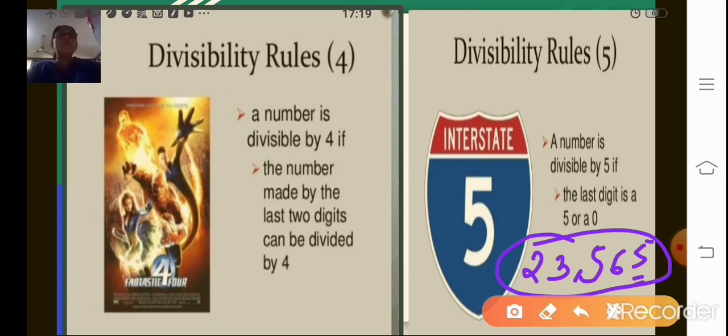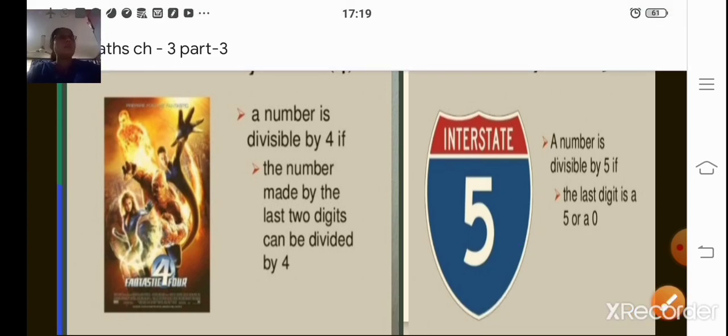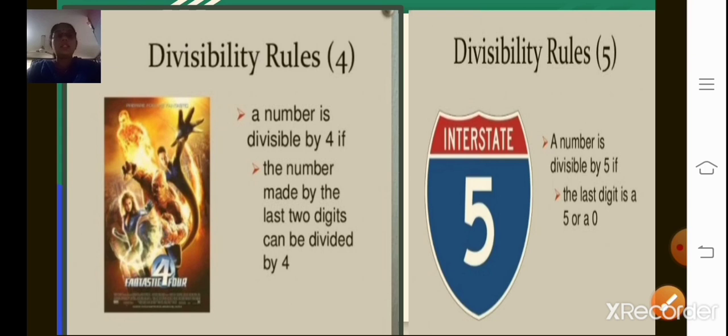So when is a number divisible by 5? A number is divisible by 5 if the last digit, meaning the number in the ones place or units place, is 0 or 5.